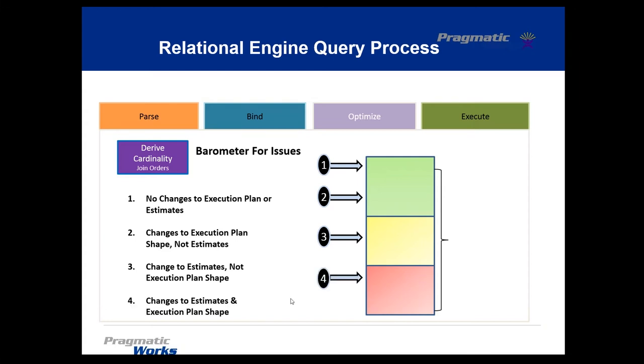Where we definitely want to change things is if we have changes to the estimates and changes to the execution plan shape. And again, the biggest way to test that is running the query using both cardinality estimators and seeing if you're getting vastly different calculations. And I have seen plans run a lot better on 2014 on that new estimator. I have seen plans that did not run better on the new estimator.